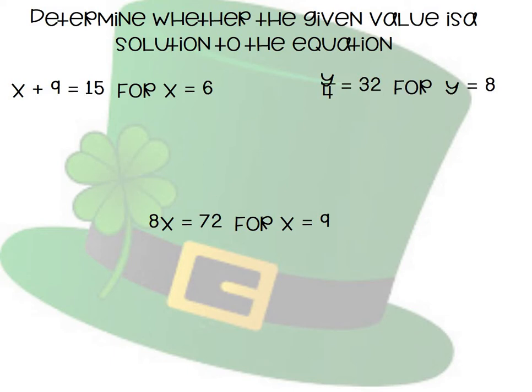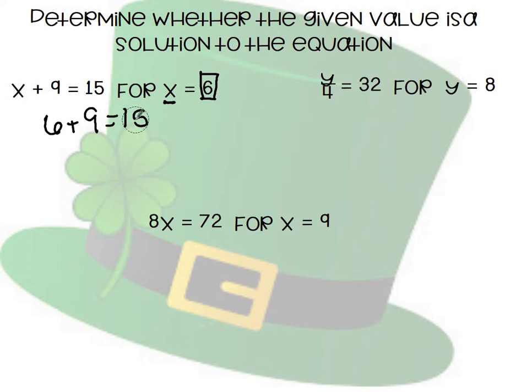All right, going along with that thought, we're going to look at these different equations and determine whether the value we've been given is a solution to the equation or not. To do that, you're going to use substitution. You substitute whatever number they gave you in for whatever variable it represents. In this case, x is equal to 6, and I see x plus 9 is equal to 15 as my equation. So I check to see, is 6 plus 9 equaling 15?